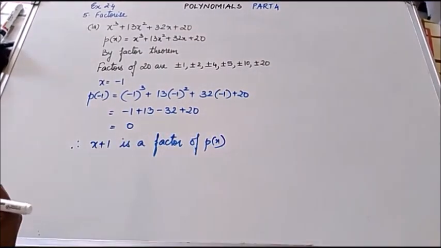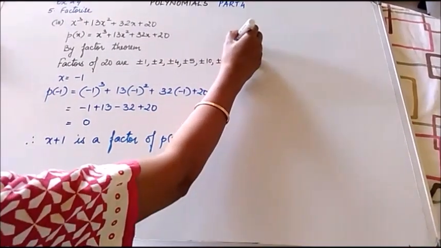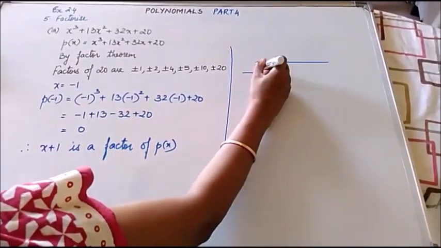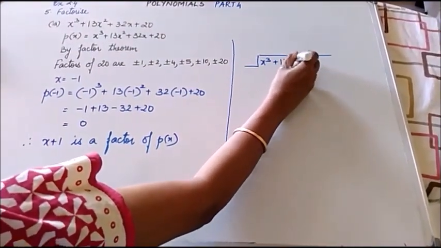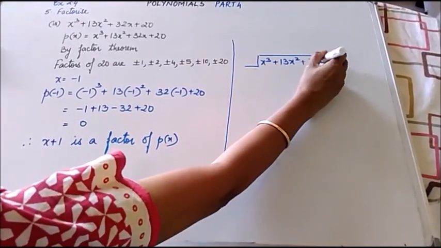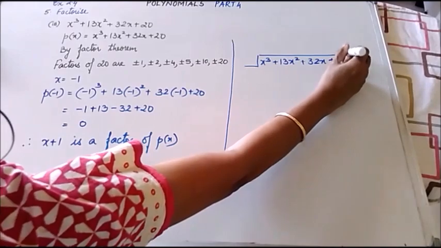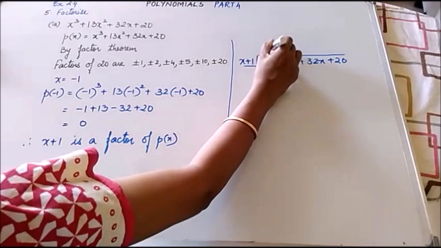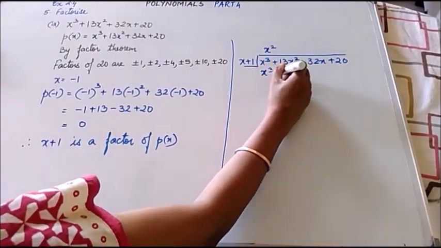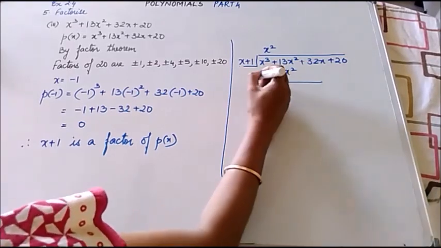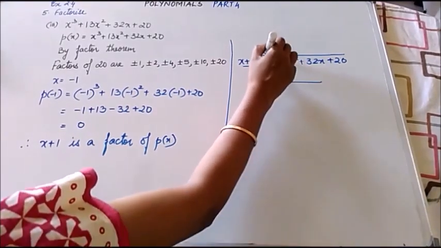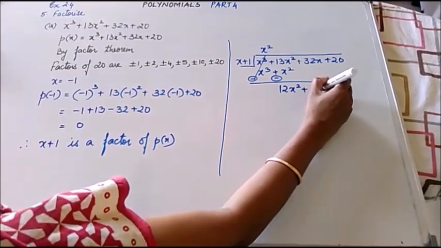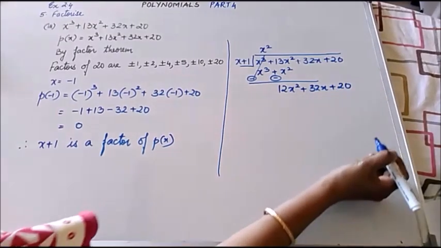How do we find the other factor? By long division method. Here we divide x cube plus 13x square plus 32x plus 20 by x plus 1. What do we get here? x square. We get here x cube plus x square. Subtract. Then we get cancelled. Here you will get 12x square plus 32x plus 20.